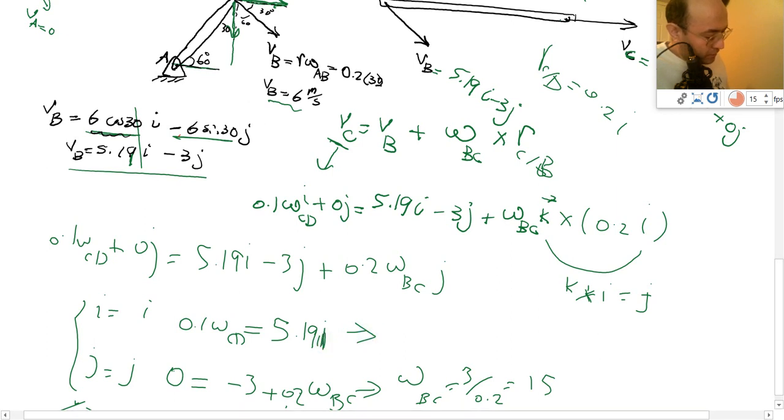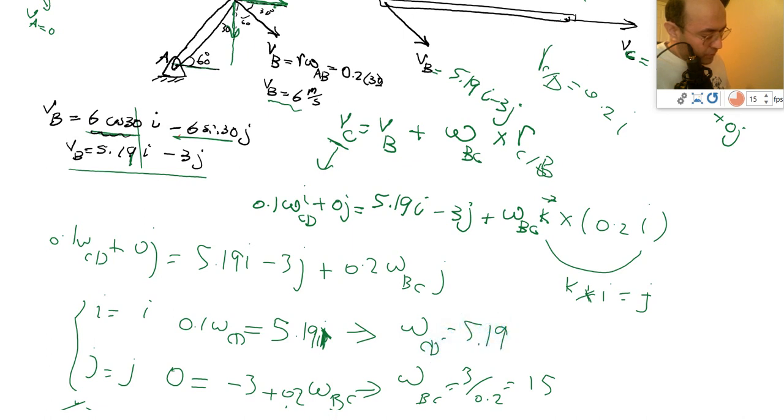Sorry, there's no i here. That's my bad. There's not going to be any i here. So omega CD is equal to 5.19 divided by 0.1. The answer is 51.9 radian per second. So let me just check my answer. Yeah, looking good for both of them. So 51.9 radian per second, and the other one is 15 radian per second.